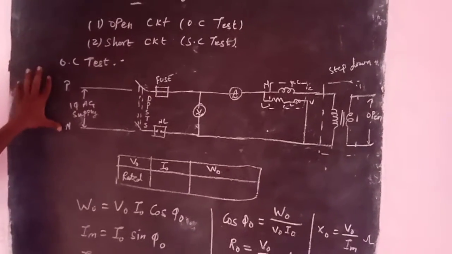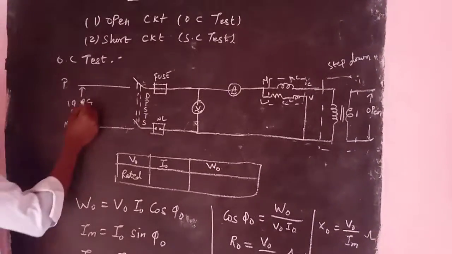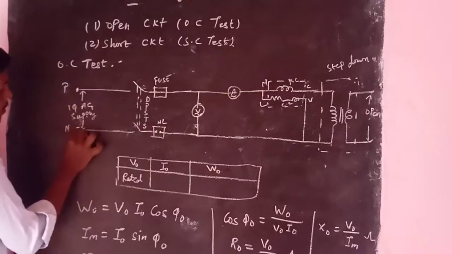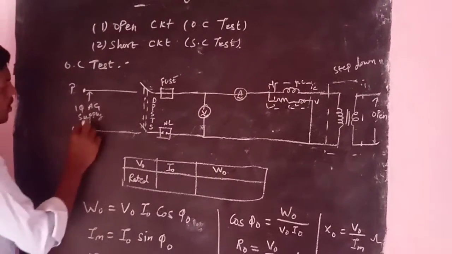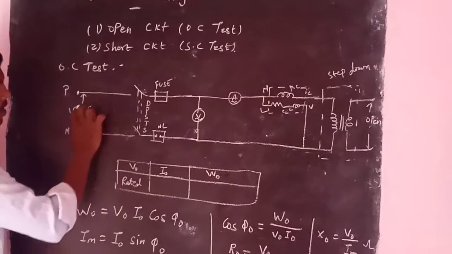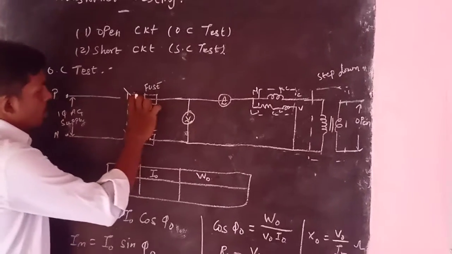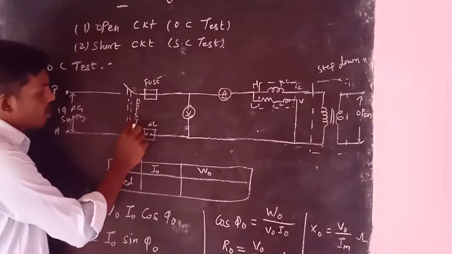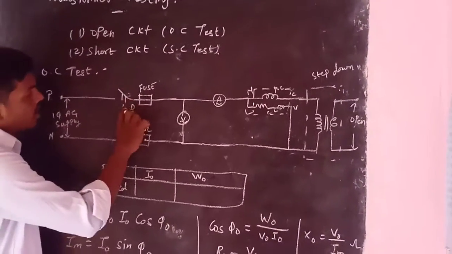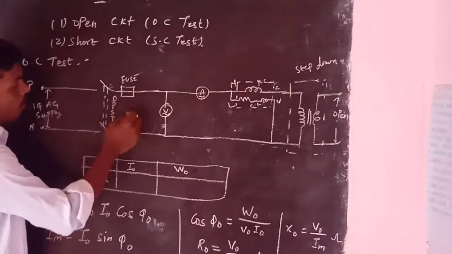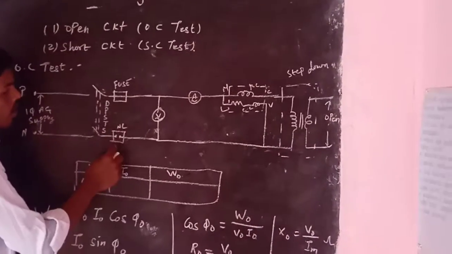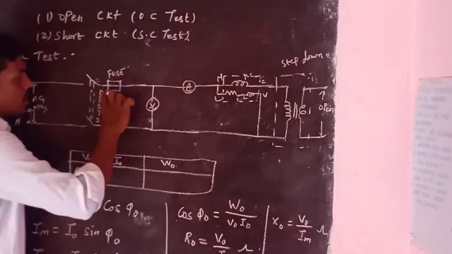First, you draw the general diagram. This is the input side: a single phase AC supply, positive and negative, is given. Then a DPST switch, a double pole single throw switch, is connected. Then one fuse is connected, and the other line is the neutral.